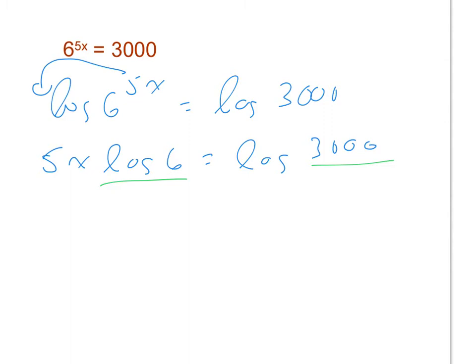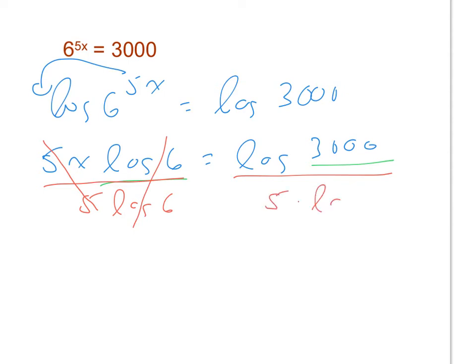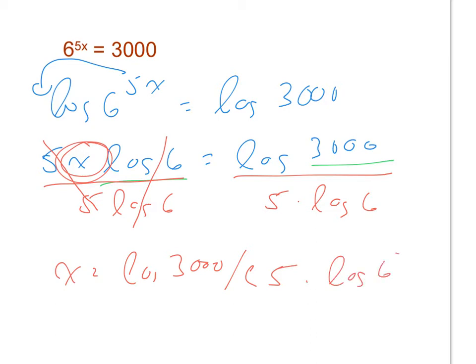We're quite simply now going to just divide both sides of my equation by 5. That's going to get rid of my 5's. And by log 6. That's going to get rid of my log 6. So I'm going to divide this by 5 times log 6. So on your calculator now, x is going to equal log 3000 divided by, in parentheses, 5 times log 6.